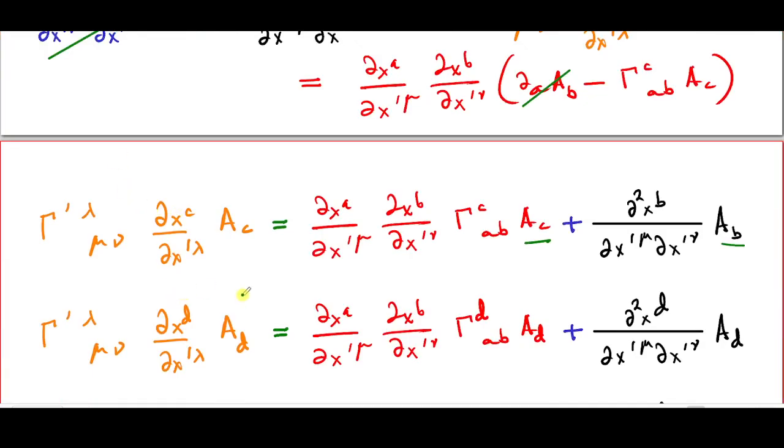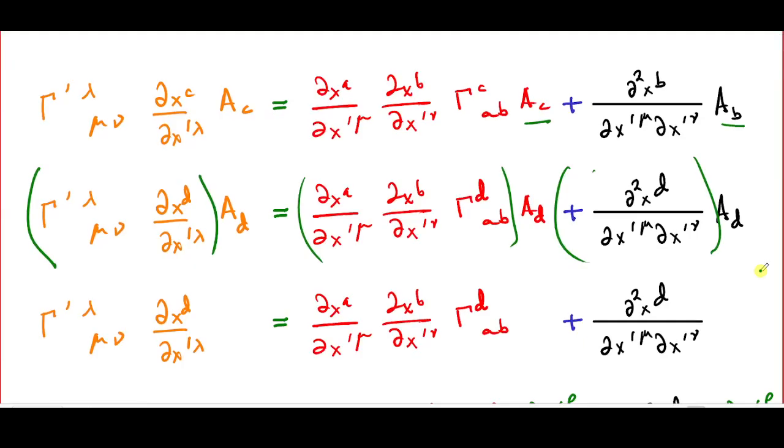So this becomes del x d del x prime lambda AD. Here also you have gamma D AB AD, and this becomes del 2 xd AD. So now we know that AD times this expression is essentially AD times this plus this for all AD, and that automatically tells us that the coefficients have to match on both sides. So we are left with this expression. Gamma prime lambda mu nu del x d del x prime lambda equals del x a del x prime mu del x b del x prime nu gamma d ab plus del 2 xd del x prime mu del x prime nu.